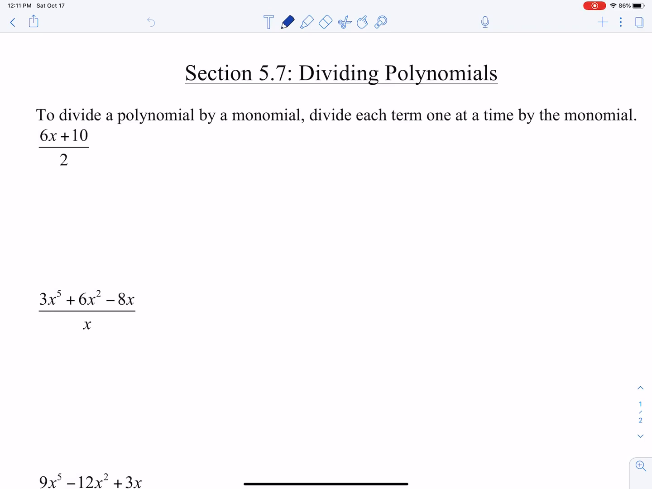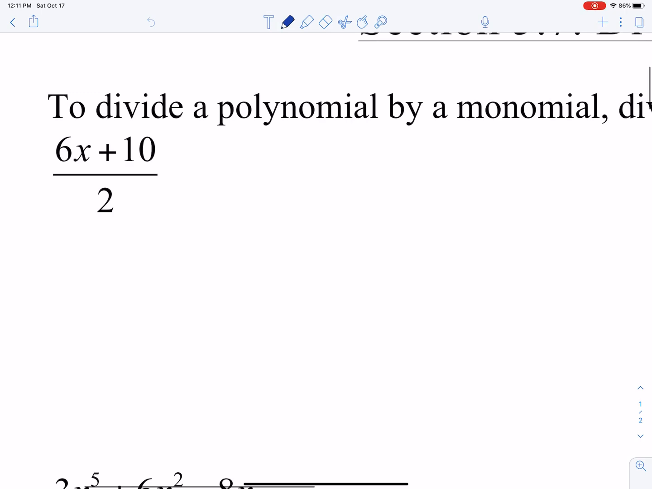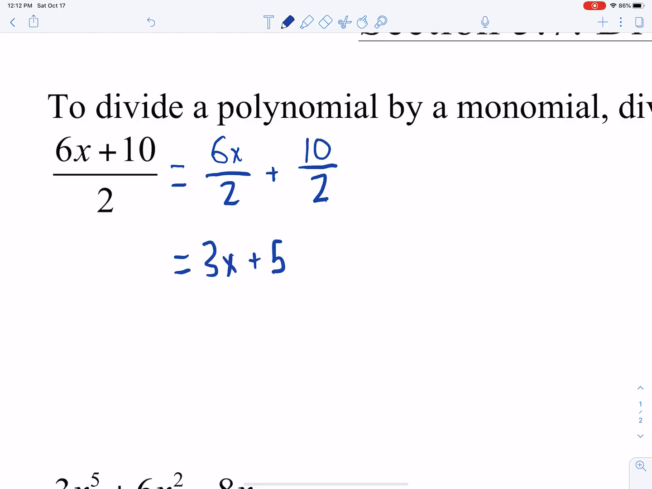Basically, the goal is going to be to take this problem, something like 6x plus 10 divided by 2. We're going to take a big problem and break it down into smaller problems, where you take each term of the top and divide it one at a time by the bottom term. So we took the big problem and converted it to two smaller problems. Here, 6x divided by 2 is 3x. 10 divided by 2 is 5. So 3x plus 5 would be our answer.